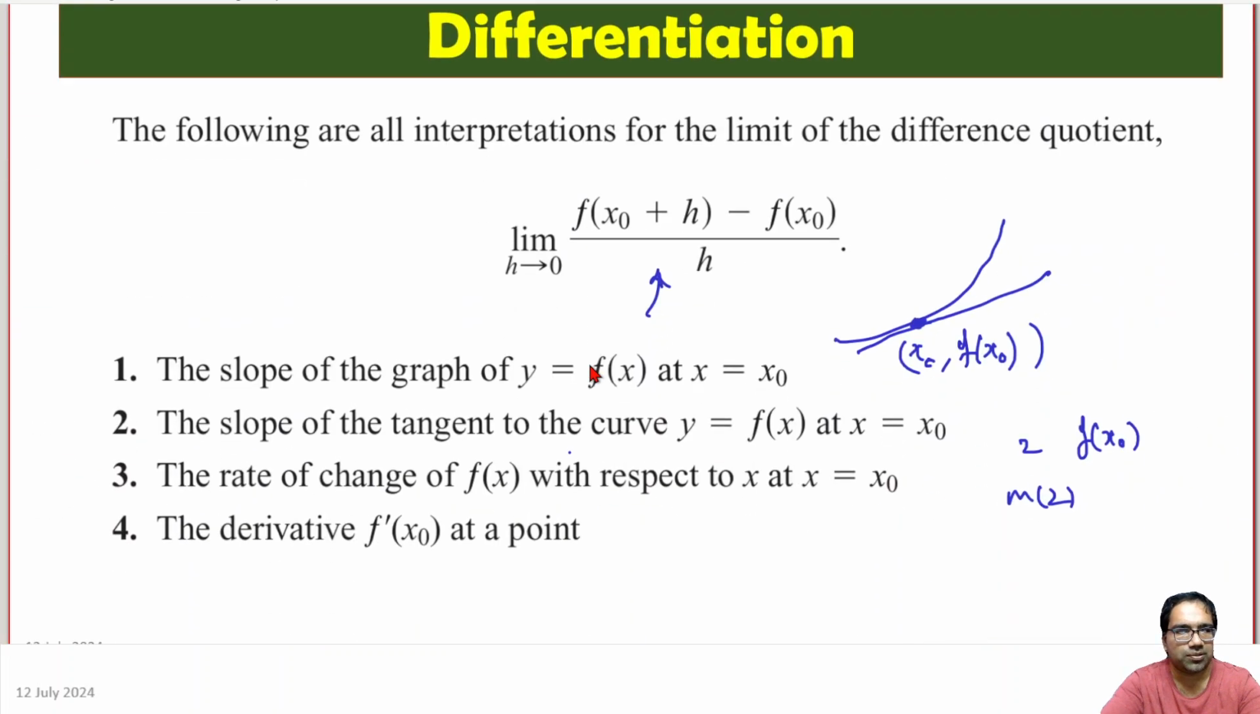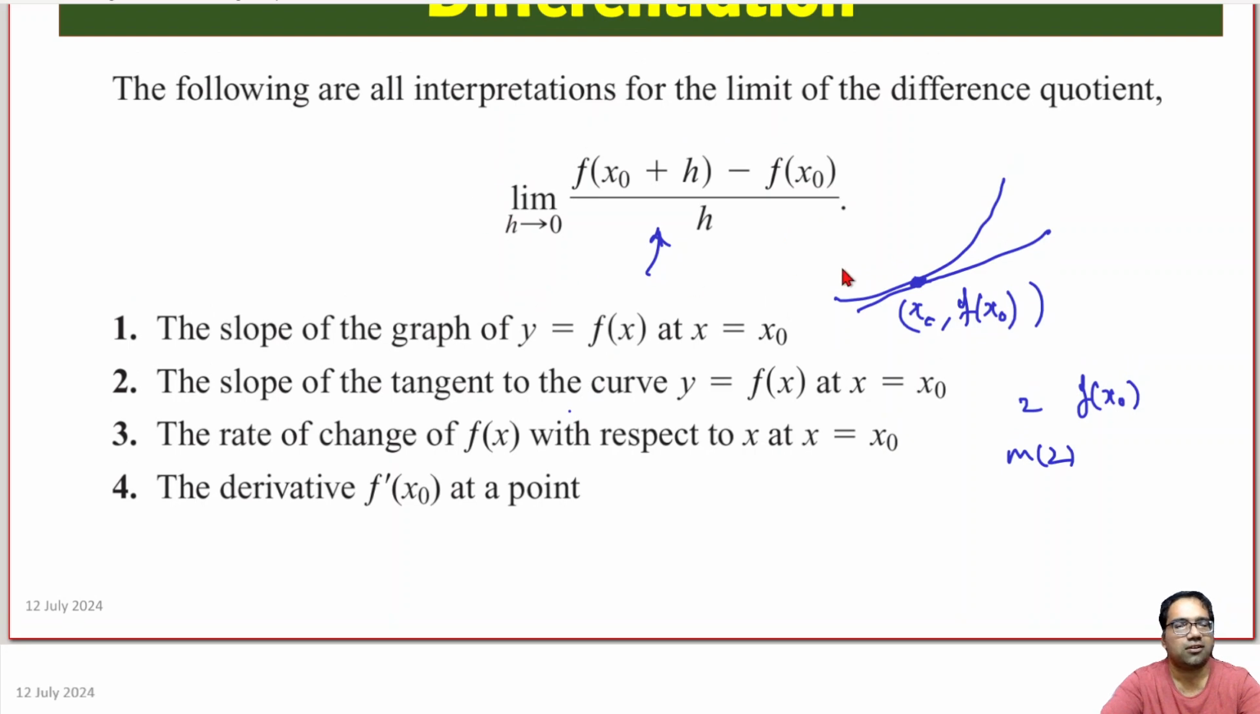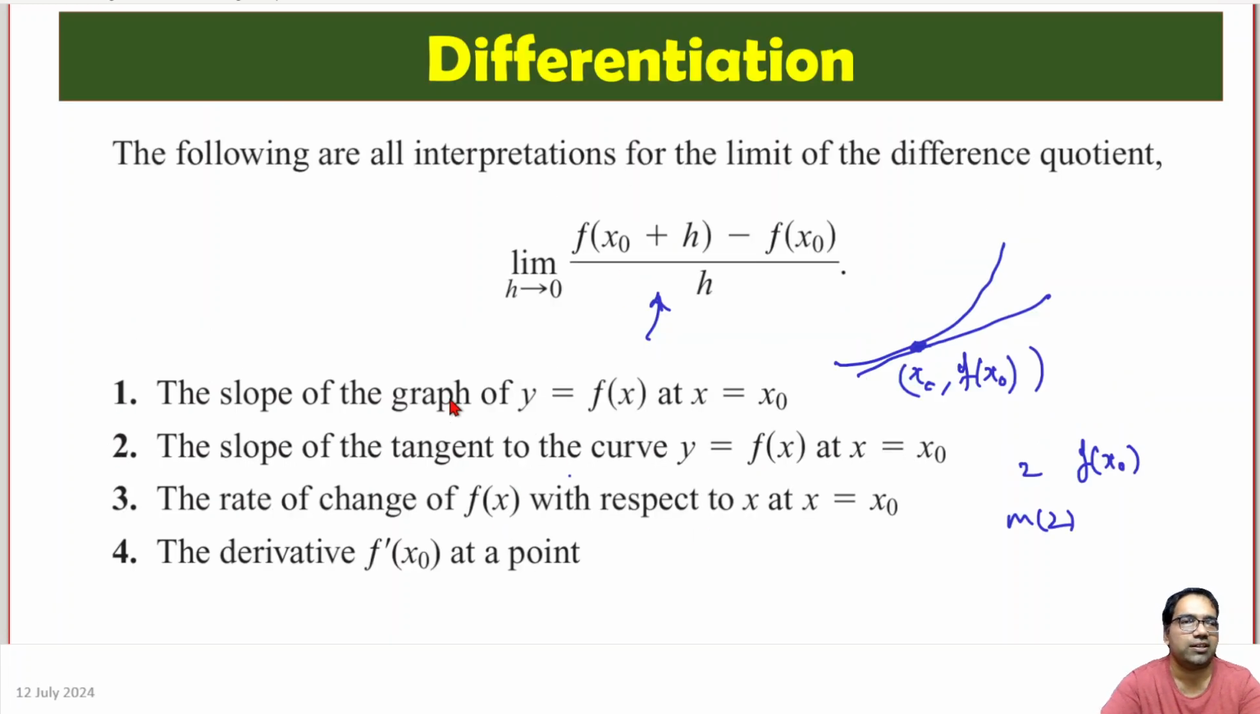The important point to note is that this is called the difference quotient. It is the slope of the graph at this point x naught, f of x naught. And at this point x naught, if you want to draw the tangent, the slope of the tangent is also this. This also means the change of the curve y with respect to x, the change of the curve f of x with respect to x at this particular point x naught, which is also called the derivative at this particular point. Right, guys? Hope you understood this.